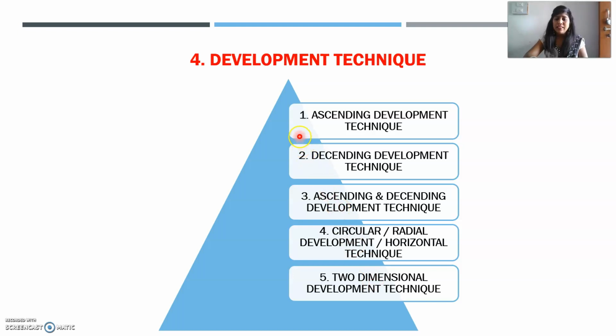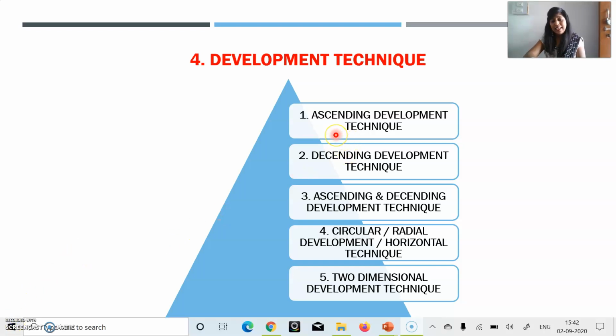Now see, the first category, known as the ascending development technique, as the name itself suggests, is a technique where the samples are spotted at the bottom and the solvent flows from bottom to top against gravity, by the action of capillary. That is, it is the flow of a solvent assisted by capillary action. And the second technique is known as the descending development technique.